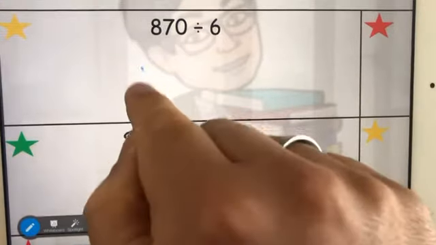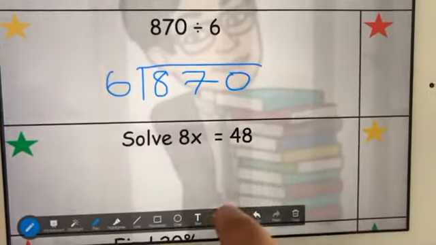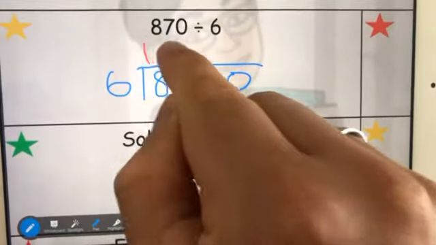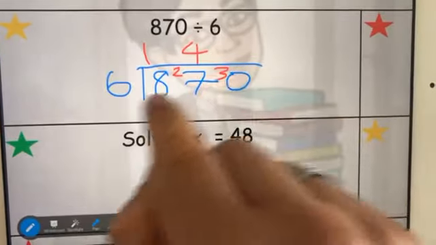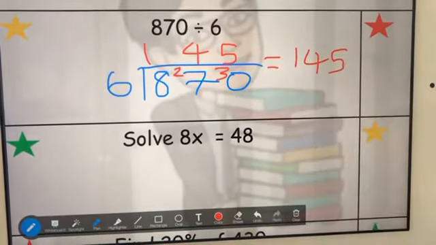870 divided by 6. Again, set up your bus stop exactly as you would normally. I like to change the colour just to make it look pretty. 6 goes into 8 once, remainder 2. 6 goes into 27 4 times, remainder 3. And 6 goes into 35 5 times. So my answer is 145 for 2 points.